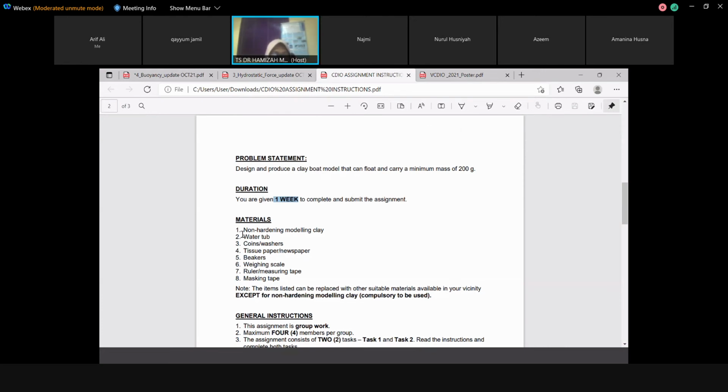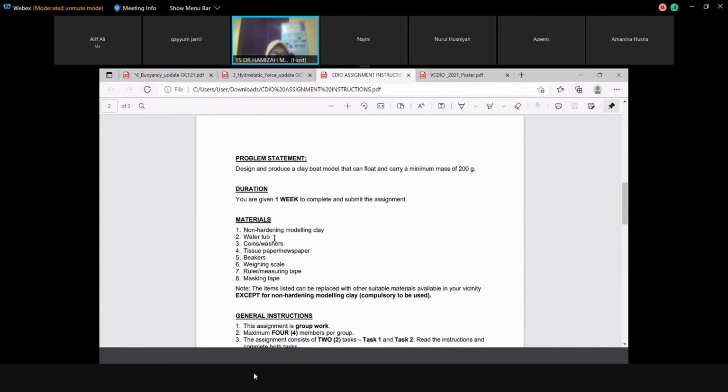Okay, so materials, you boleh dah mula cari material ni. We need non-hardening modeling clay. So ni clay biasa yang biasa adik-adik you all main. Clay tanah liat yang biasa tu lah. Biasa kan? Tanah liat yang kita panggil polystyrene, biasa, macam tu lah.